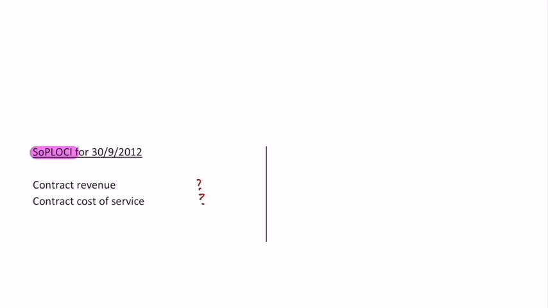Let me go one step further to do a discussion. How would this affect our statement of financial position at 30th September 2012? Balance sheet, statement of profit and loss. We have to calculate all these figures. We have to apply the 4 steps.